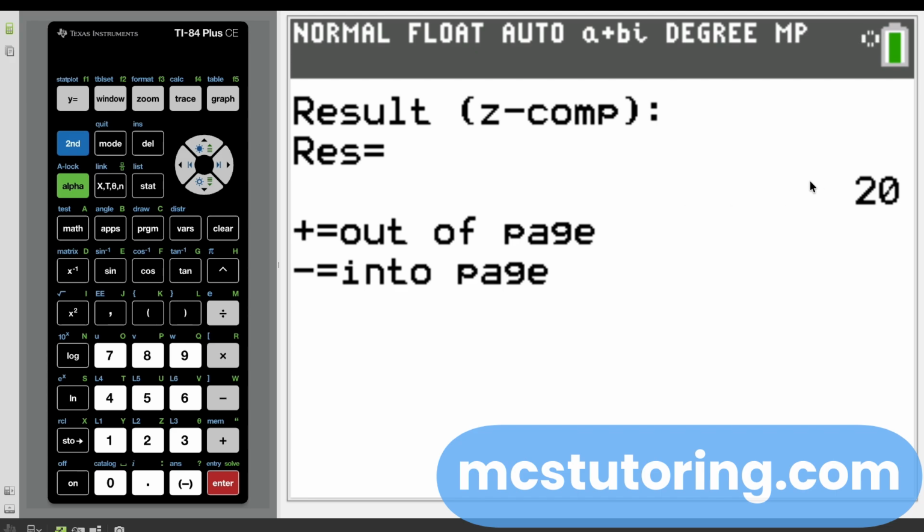And since it's positive, and we assume it's positive, just like we do in normal everyday life, if it doesn't have a sign in front of it, we assume it's a positive number, so it's coming out of the page. Okay. Now, this is great in a physics context. It's exactly the kind of result you'd use to determine the direction of a torque vector or a magnetic force.